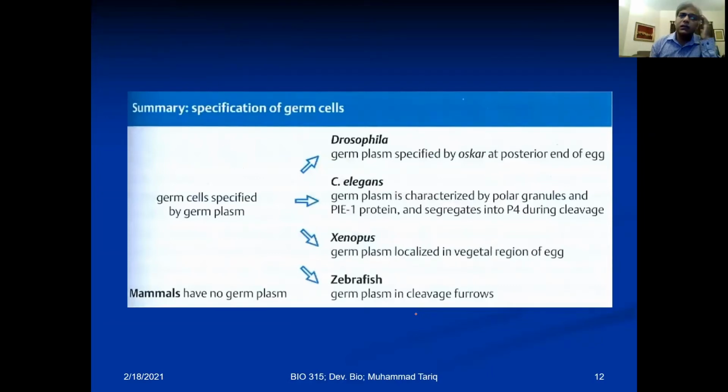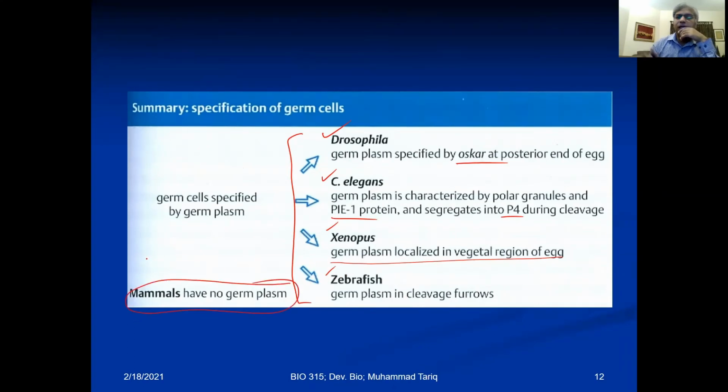So this is what we saw. In the case of Drosophila, C. elegans, Xenopus, we didn't talk about zebrafish, but they all have specialized germplasm. We talked about Oskar and Staufen in Drosophila. In C. elegans, we talked about P granules and PIE-1 protein, which play a role in the germplasm. In Xenopus, we talked about specialized granules and the yolk-free region, which contribute to the germplasm. But in mammals, there's no evidence of the role or existence of germplasm.